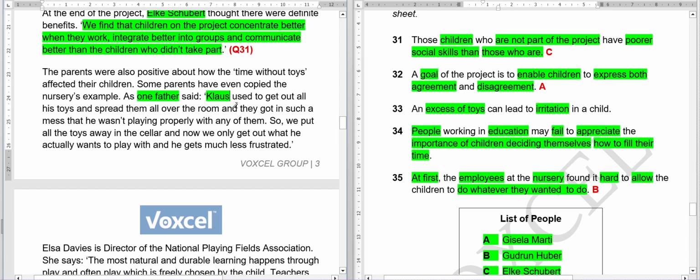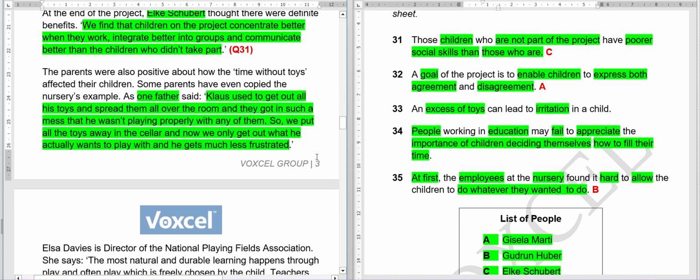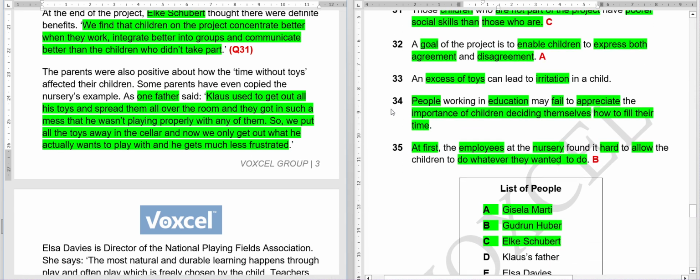So he's saying that this particular child, Klaus, used to spread all his toys all over the room, and it was such a mess that he wasn't playing properly. So we put all the toys away in the cellar, and now we only get out what he actually wants to play with, and he gets much less frustrated. So this is the particular thing this person is saying. Now you will have around 10 seconds. Tell me whether 33 or 34 is any answer here or not, and the time starts now.